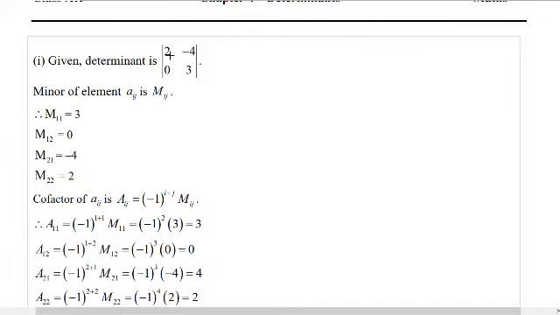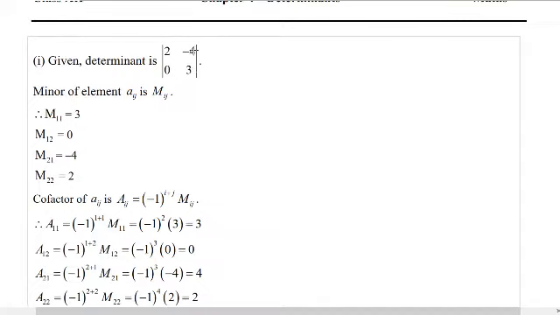Now see carefully. If I hide this element A11 by column and by row, I am left with only one number, that is 3, right? If I hide this number 2 by row and column, I am left with only one number, that is 3. So this 3 is called minor 11. Why? Because on hiding A11 I got this number only.